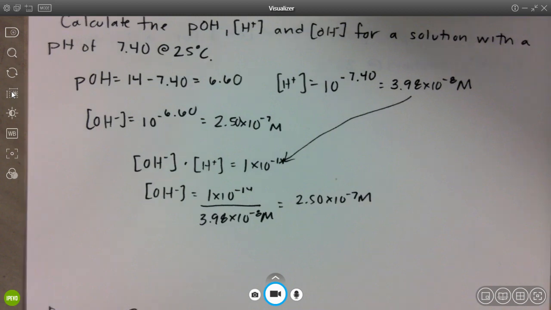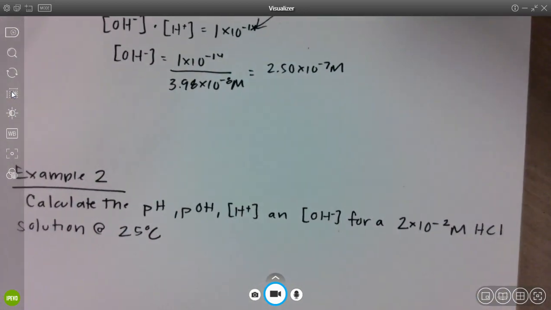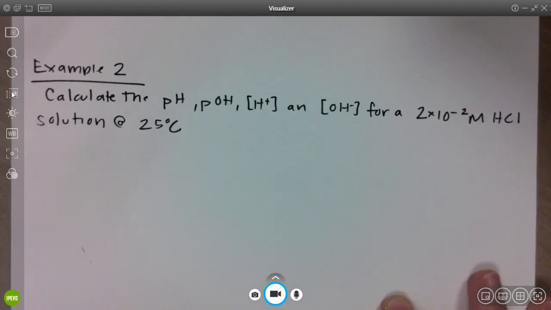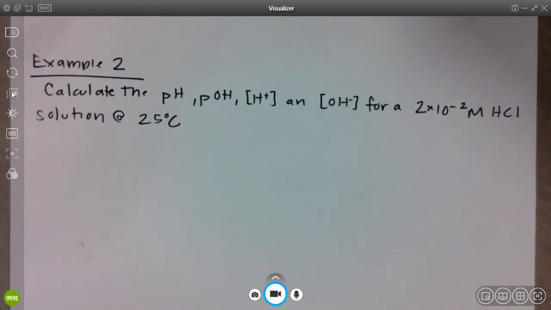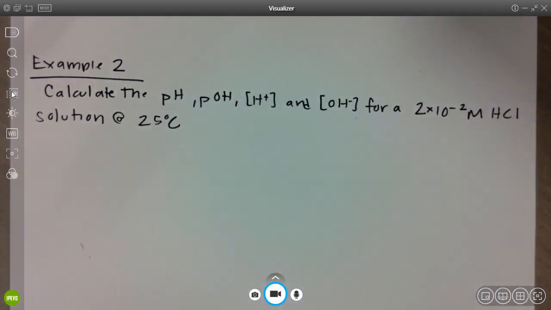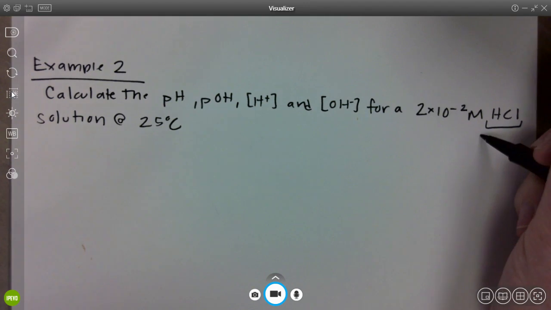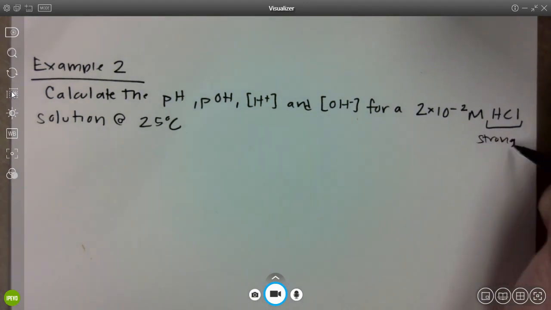I'm not going to flip back to the original screen, but here is another example problem for us to kind of work through. So in this one, we're going to calculate the pH, pOH, and H plus and OH minus concentration for a 2 times 10 to the negative 2nd molar HCl solution. All right, so we're given a specific solution here, and what we should note is that HCl is one of our strong acids that we discussed previously.